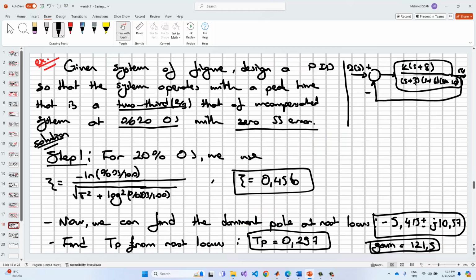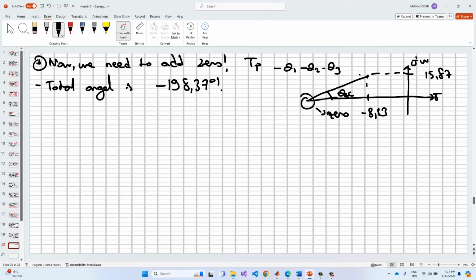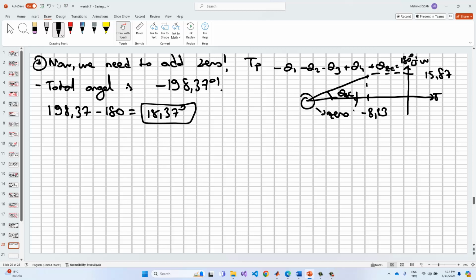We have plus 3, plus 6, and plus 10, and we have 1 zero in here, and also theta 4 zeros, and we need to add the zero compensator. It must be equal to what? The 180 degrees. And so 198.37 minus 118 is equal to what? This degree, 18 degrees. Okay? And so this must be equal to what?